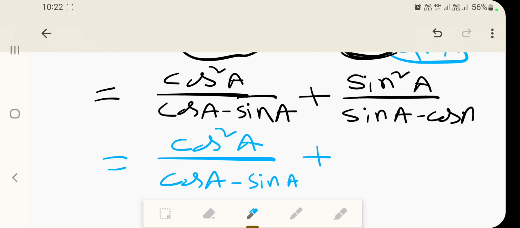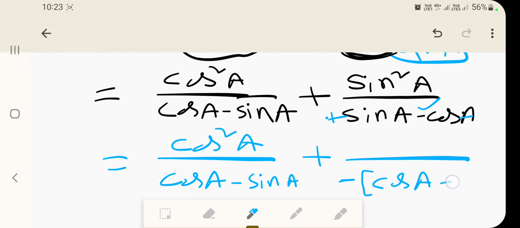In the second term, in the denominator we take out minus 1 common. So this sin A becomes minus sin A, and the minus cos A becomes plus cos A. So it is plus cos A minus sin A. Earlier it is plus sin A, now it becomes minus sin A. Now this minus cos A becomes plus cos A.